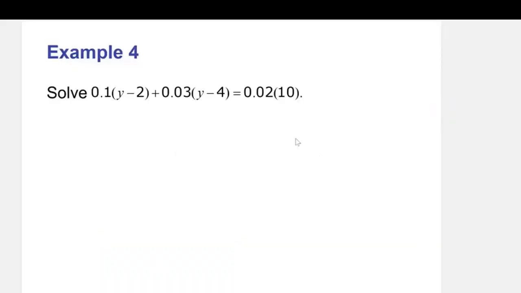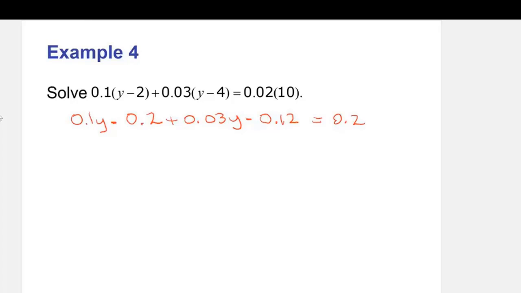And now we have decimals. I can do it either with decimals or without decimals. Let's do it first with decimals. Again, I'm going to distribute. I get 0.1y minus, and then if I multiply that, I get 0.2 plus 0.03y minus 0.12 is equal to 0.02 times 10 is 0.2.